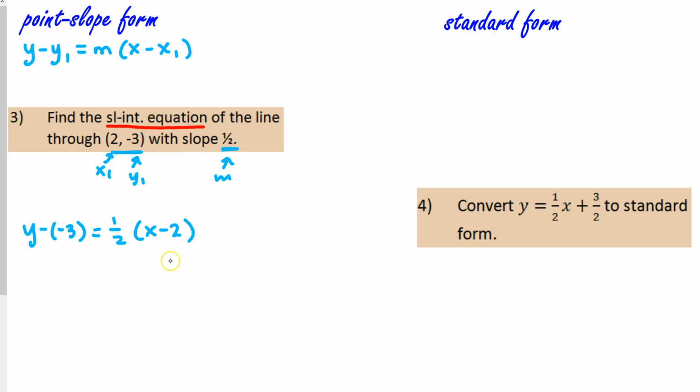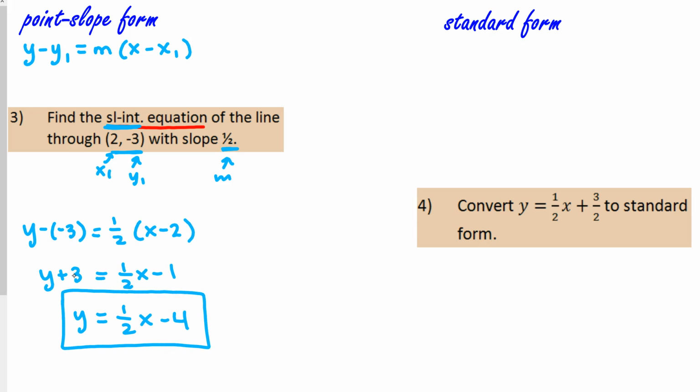That's our point-slope form with those numbers plugged in. Let's simplify it. So this is y plus 3 equals, and then we distribute 1/2 x minus 1. And then because our goal is to get slope-intercept form, we're going to subtract 3 from both sides. So we have y equals 1/2 x minus 4.